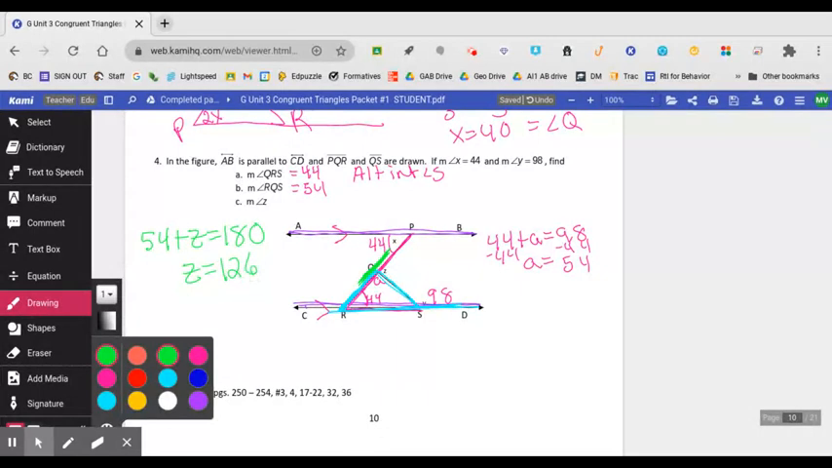Now, there is another option that I could have done. I could have found this measure down here and done the remote interior angles. I thought it was easier to do the supplementary.